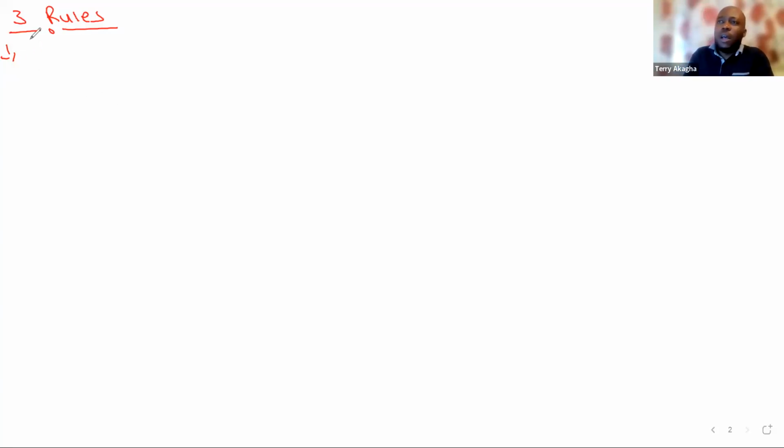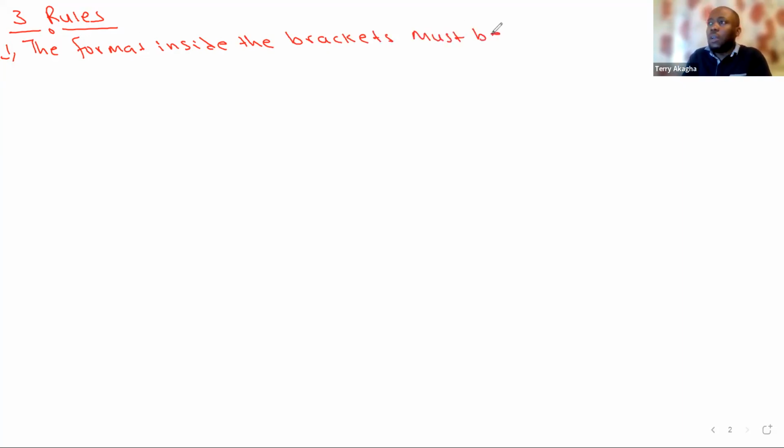So that means, number 1, the format inside the bracket must, like it's compulsory, it has to be 1 plus or minus something. So it can be plus or minus, it does not really matter. Plus or minus something.